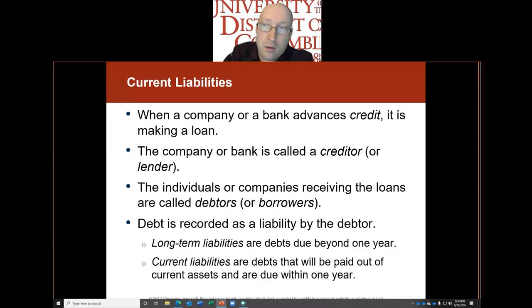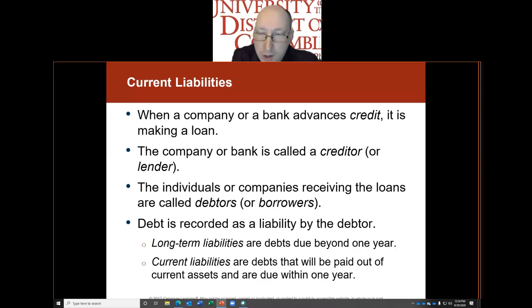Okay, when a company or a bank advances a credit, it's making a loan. Anytime you make a loan to someone, we call it an advance credit. The company or bank is the creditor. A creditor is also known as a lender. The person borrowing the money is called a debtor, and that could be either an individual or a company, or both.